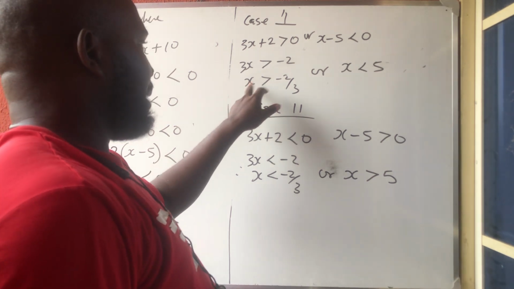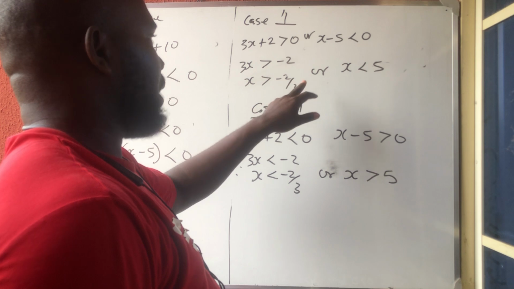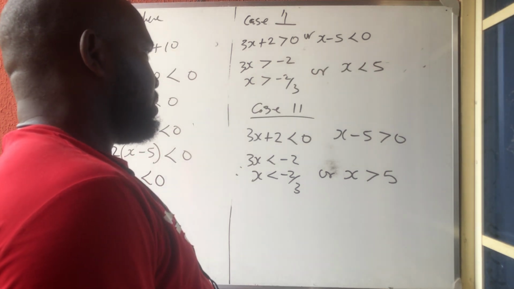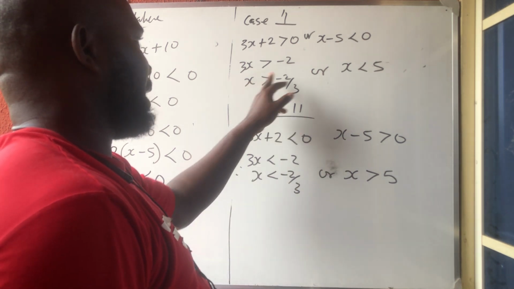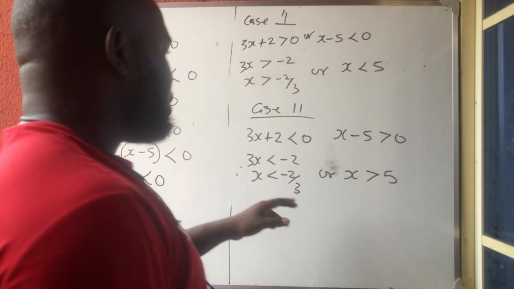This thing is greater than minus 2 over 3, and it is less than 5. Is it correct? Yes. I can say that if it's greater than minus 2 over 3, that it is 0, and 0 is still less than 5. So this is correct. But let's check here.